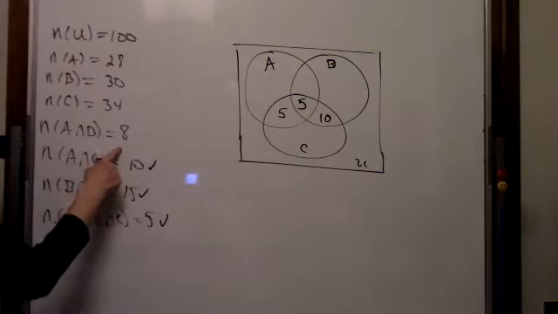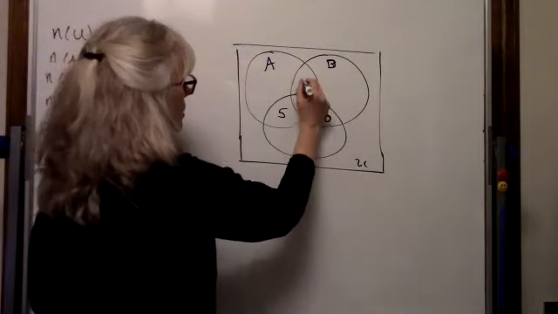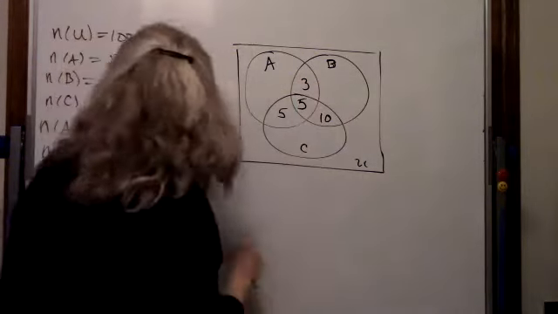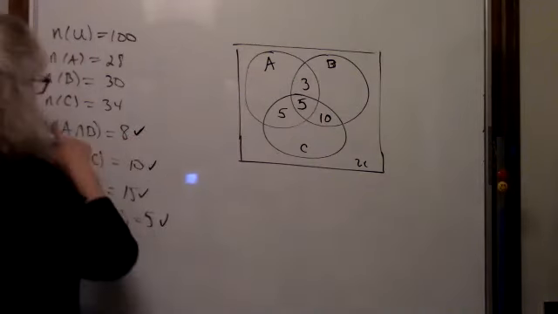A and B intersect is 8. That's these 2 regions, but we already have 5. So we're going to subtract our way out and put a 3 right there. That gives us our 8. So far, so good. Now we're going to backtrack to C.